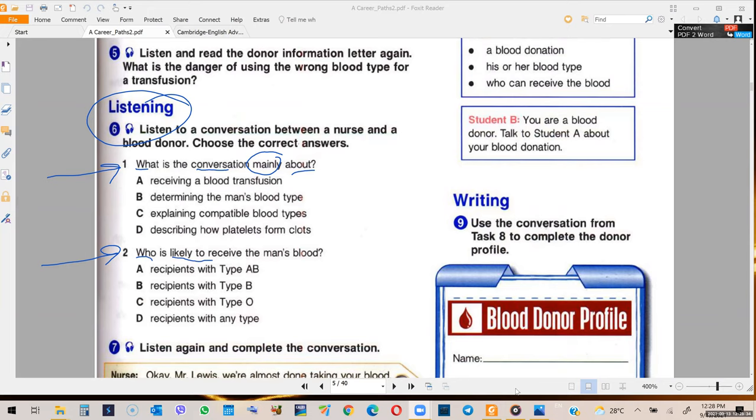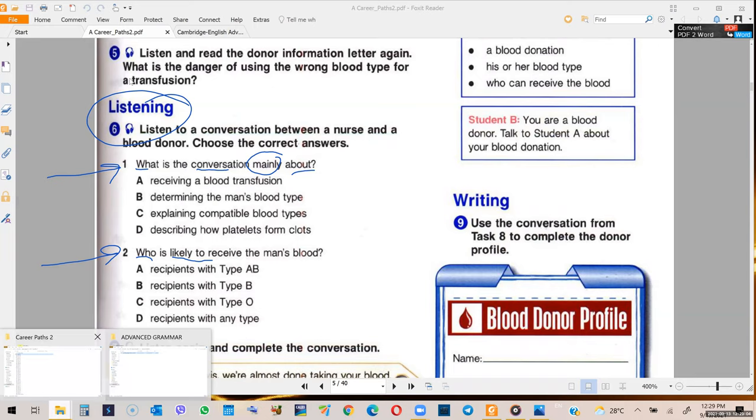Unit 1, Blood. Exercise 5, page 5. Donor blood type A. Eligible recipients: type A, type AB. Okay, sorry, this is not the same listening. Just a minute. This is the conversation.